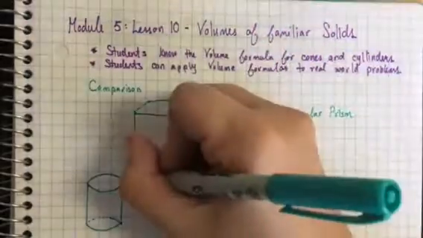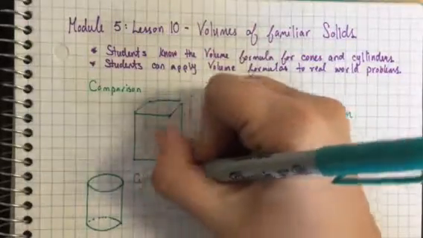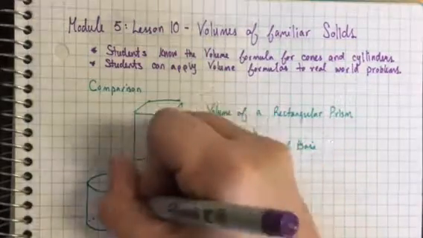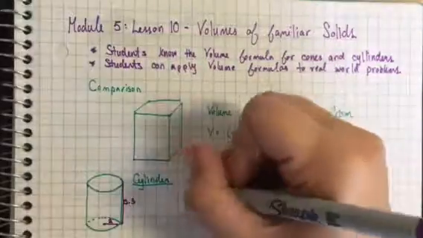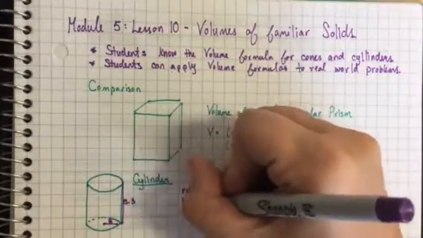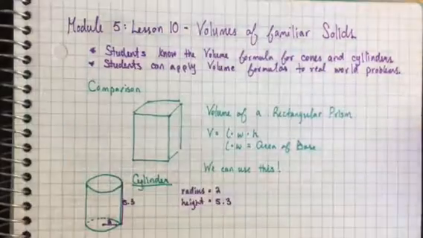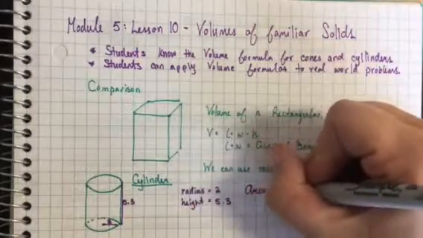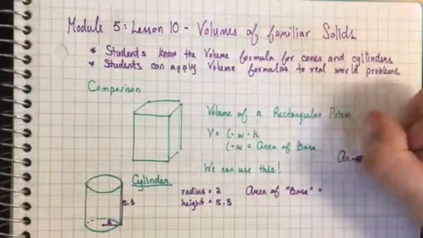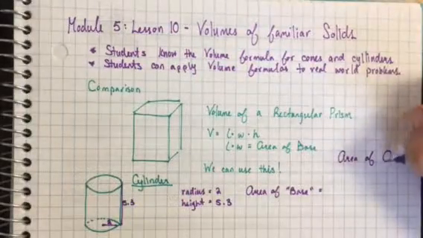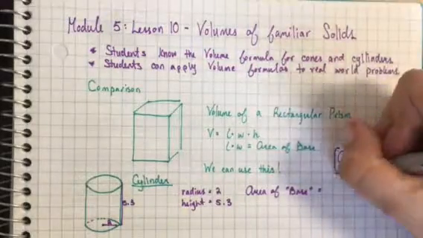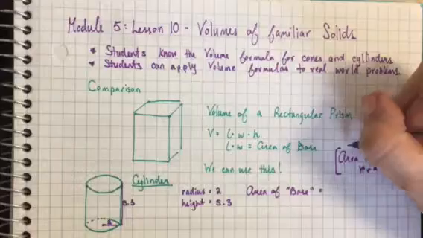So this can apply to a cylinder. If we find the area of the base of the cylinder, we can multiply it by the height of the cylinder to find its volume. So the area of a circle is pi r squared, with r representing the radius. So the area of my base is going to be written as pi times 2 squared.